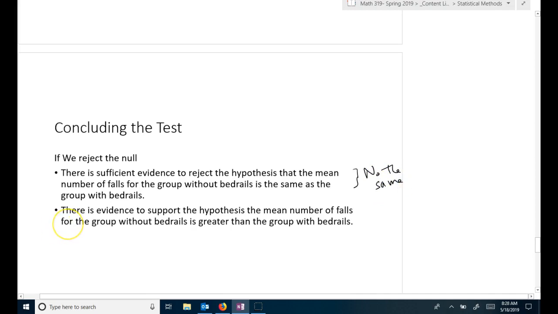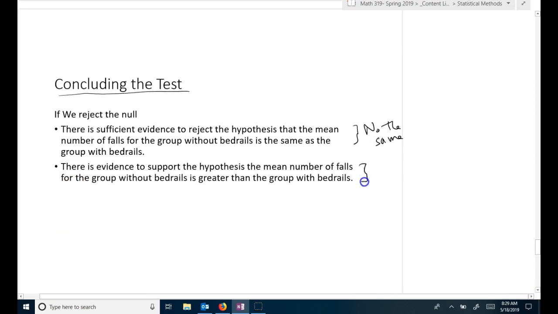Then, because we concluded the test this way, we can also write there's evidence to support the hypothesis that the mean number of falls for the group without bed rails is greater than the group with bed rails. Okay, that is in fact also what we stated. Now, if we had failed to reject, then we would only actually need to say that there is not sufficient evidence to reject the hypothesis, and we wouldn't use the second one. So the second one is only if, right, only if we reject. That actually says, you know what? My alternative as a researcher is in fact correct. Okay.